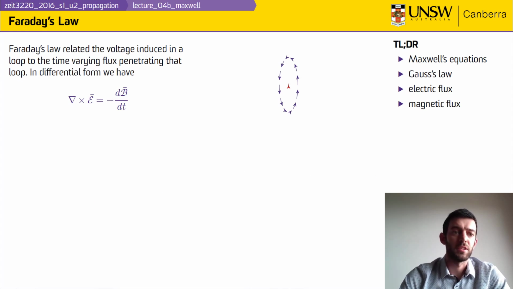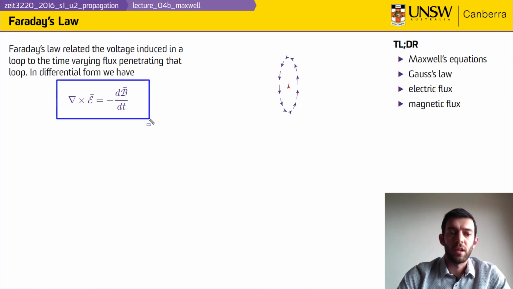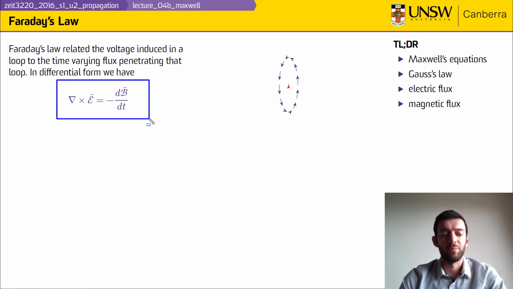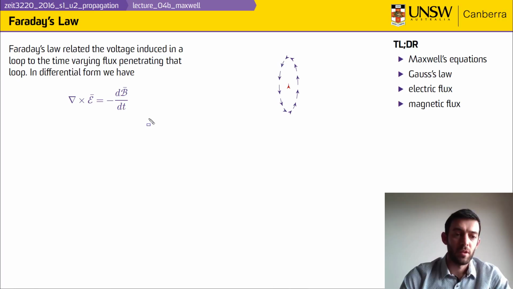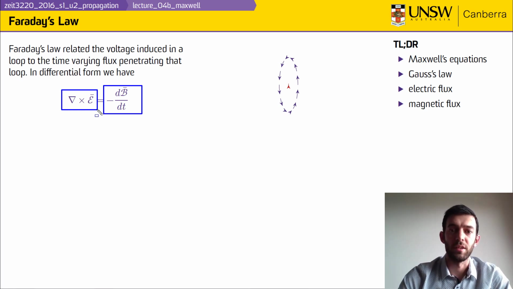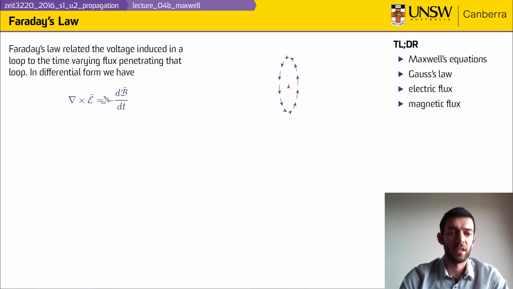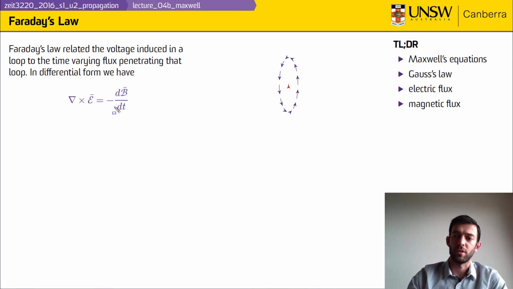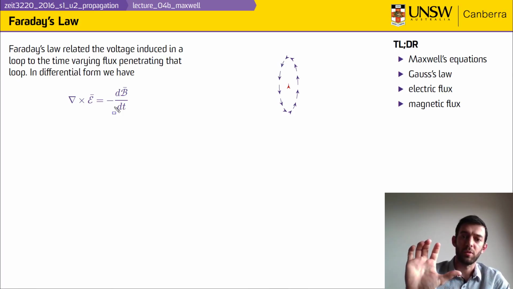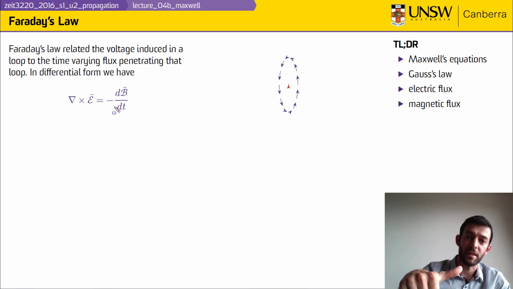The third Maxwell's equation is Faraday's law, which relates the voltage induced in a loop to the time-varying flux penetrating that loop. In differential form, we have del cross E, and that is equal to negative dB dt. What this means is that the greater the variation in our magnetic field, the stronger is our induced rotation within the electric field. This minus sign can be figured out from Lenz's law, which means that if you have a B field increasing in this direction, it will tend to have current or electric field that will rotate around like this.